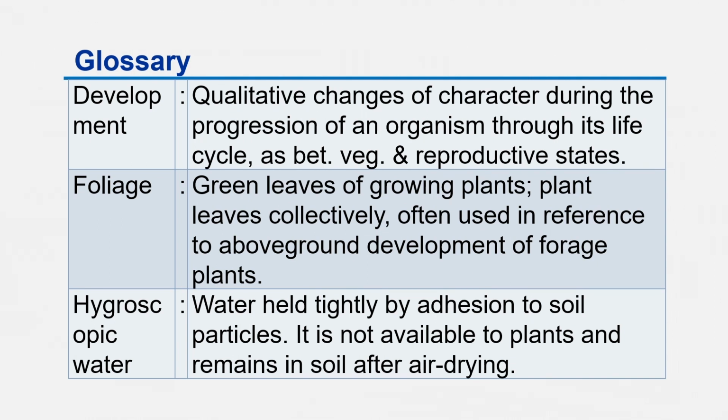Let us see. Development: qualitative changes of character during the progression of an organism through its life cycle, as between vegetative and reproductive stage. Foliage: green leaves of growing plants. Plant leaves collectively, often used in reference to above ground development of forage plants. Hygroscopic water: water held tightly by adhesion to soil particles. It is not available to plants and remains in soil after air drying, and this kind of water is held at very high tension.